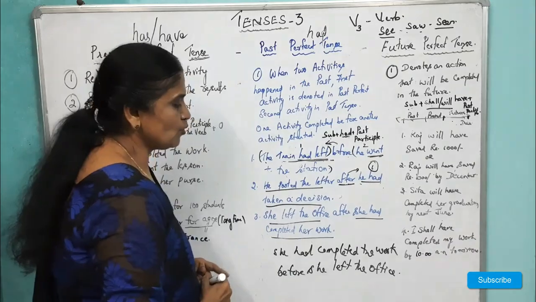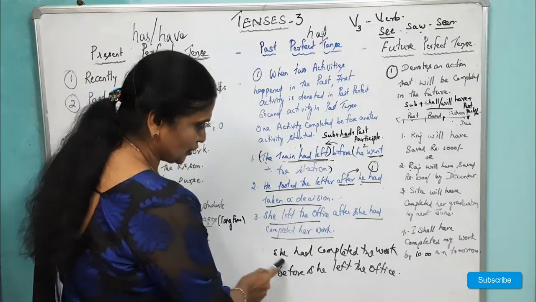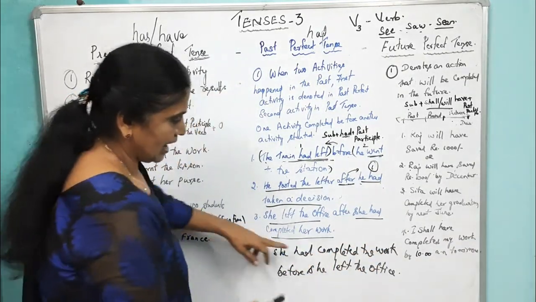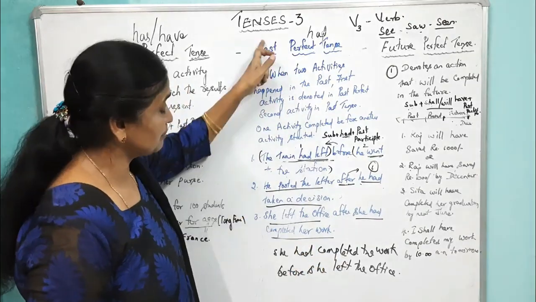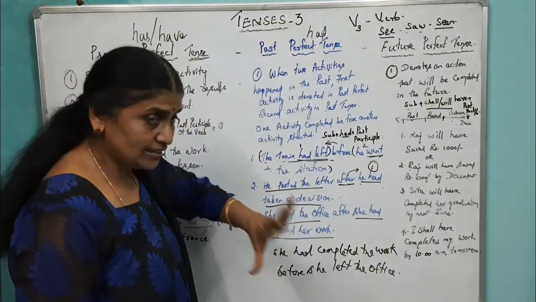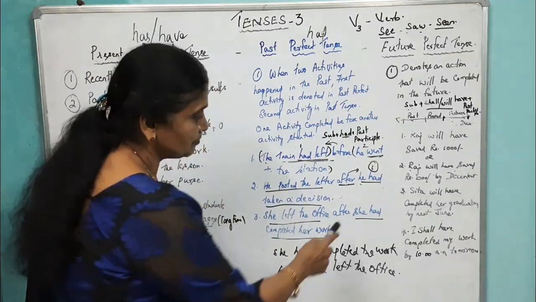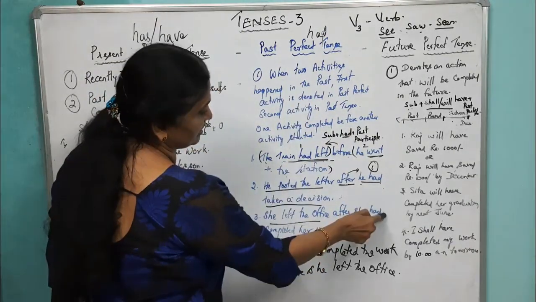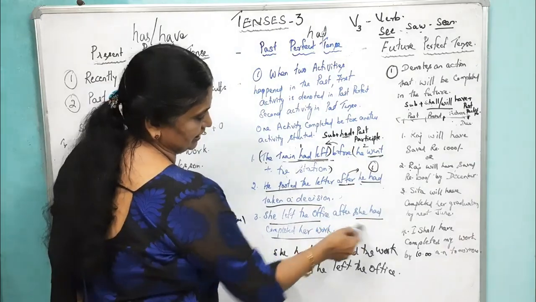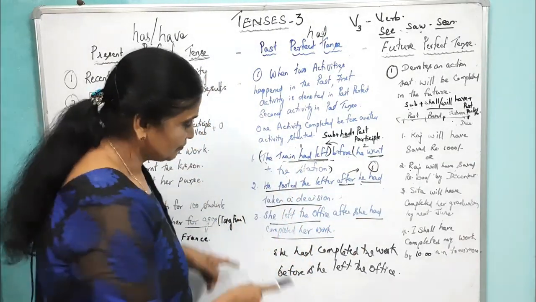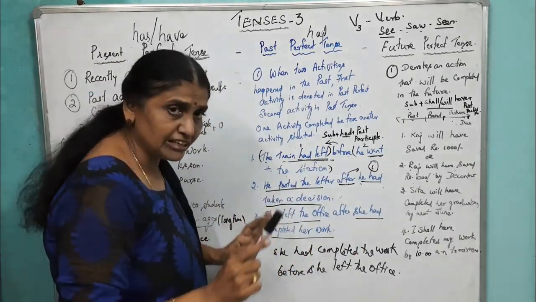Okay, so if you want to put before, use this had completed, that is the past perfect tense before, then the meaning will be correct. Otherwise, if you want to use after, you use this past perfect tense after the first activity. Then only your meaning will be correct. Now check these two sentences, the meaning is the same.